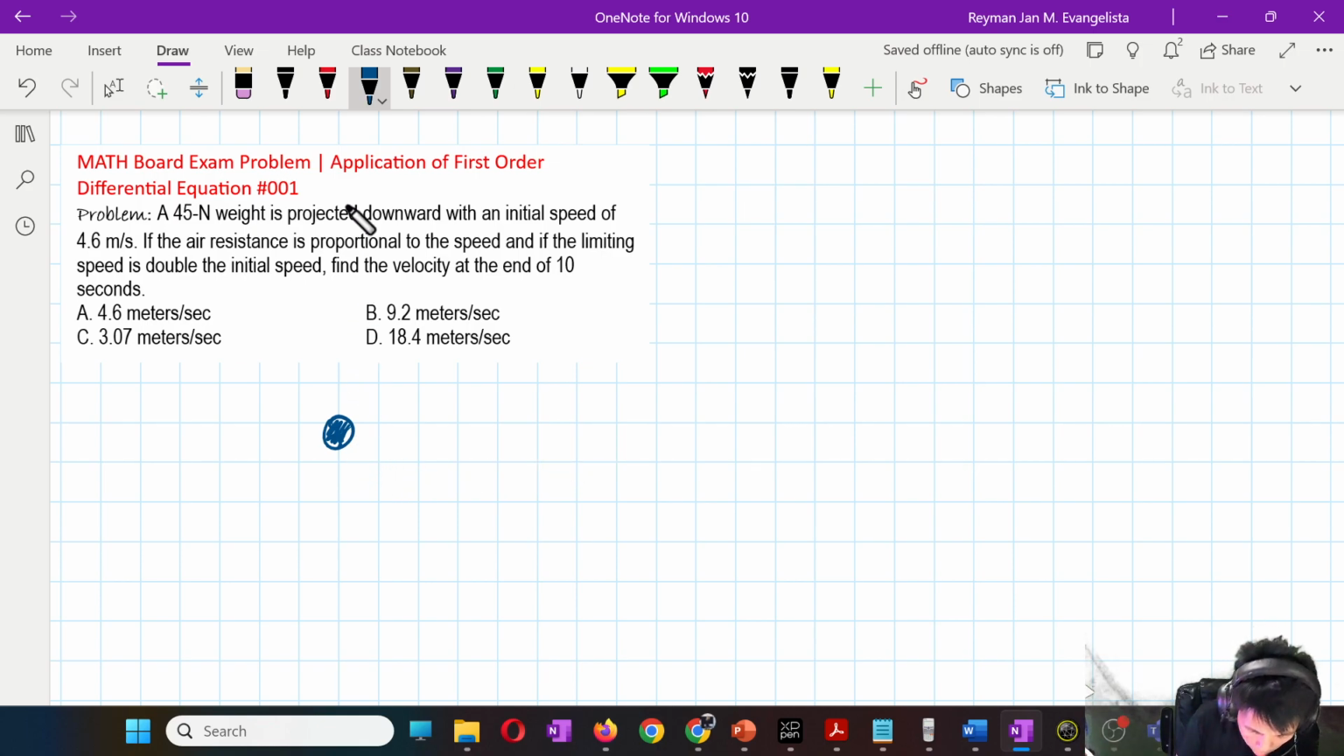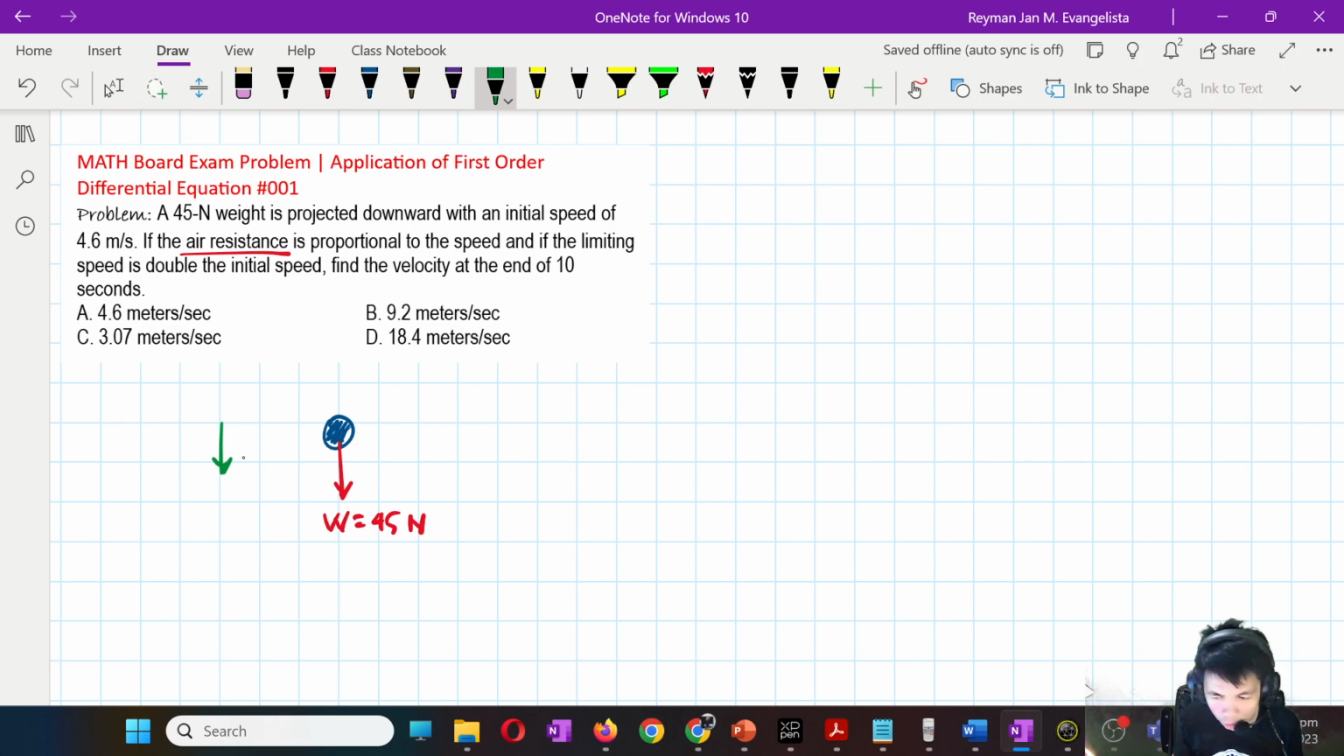So we have here the weight, equal to 45 Newton, and there is a presence of air resistance. Since the object was thrown downward initially, it will accelerate downward. That means the air resistance is directed upward. So this is our F air.